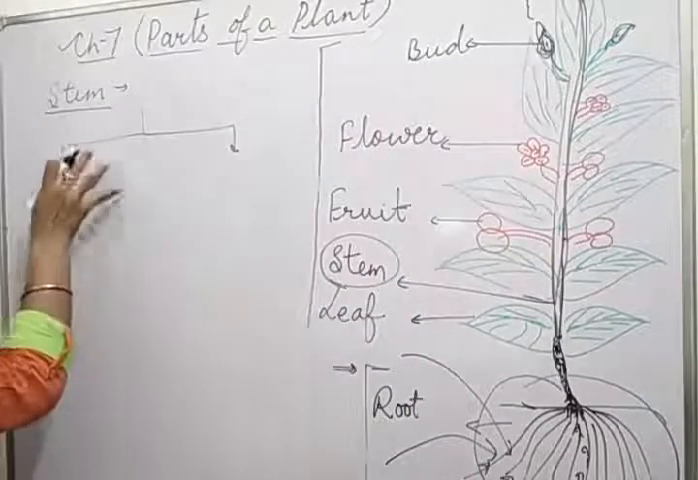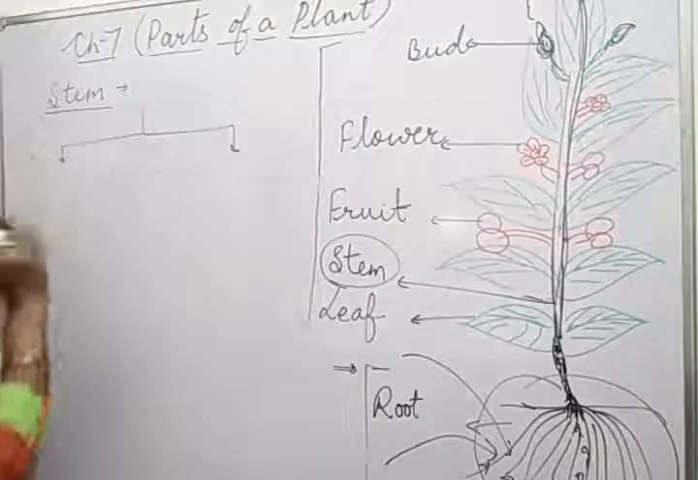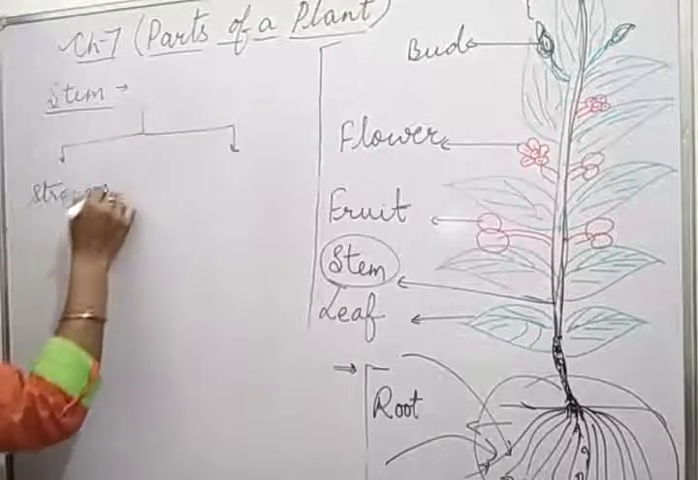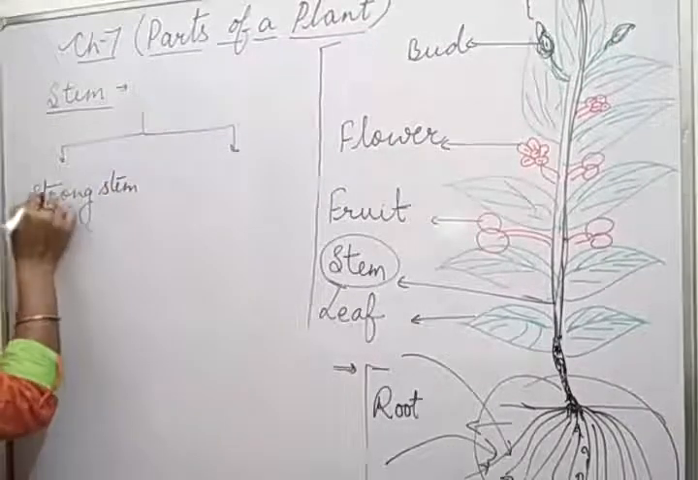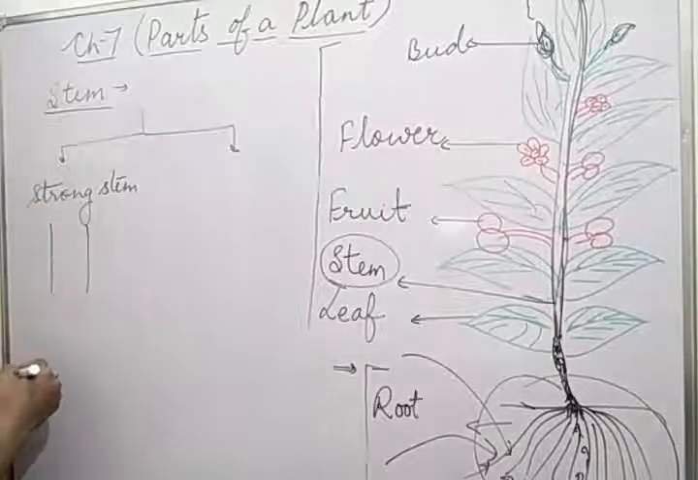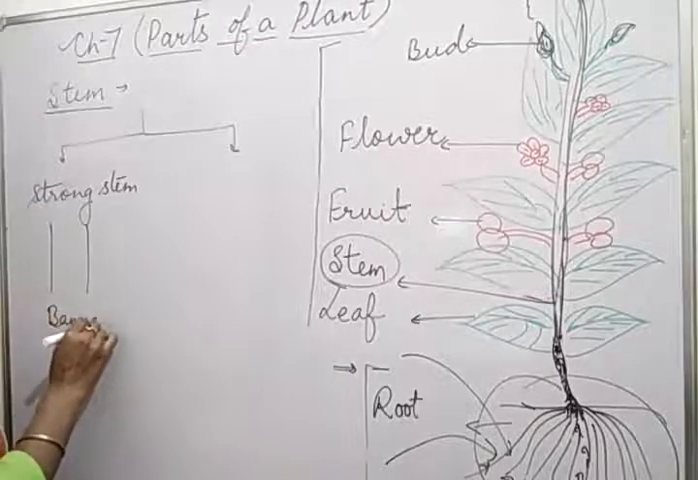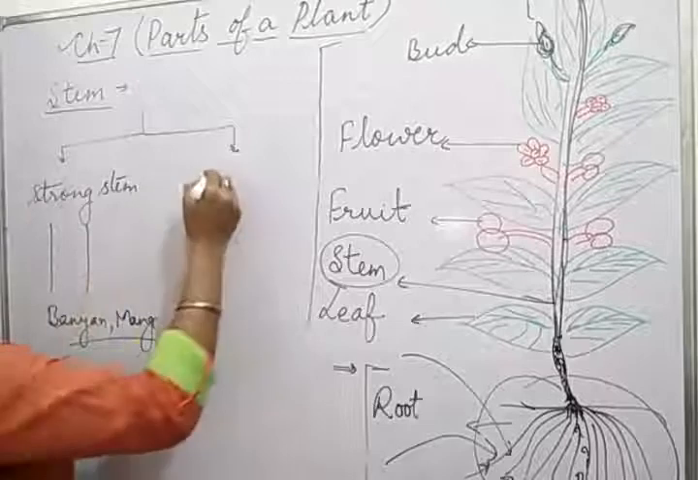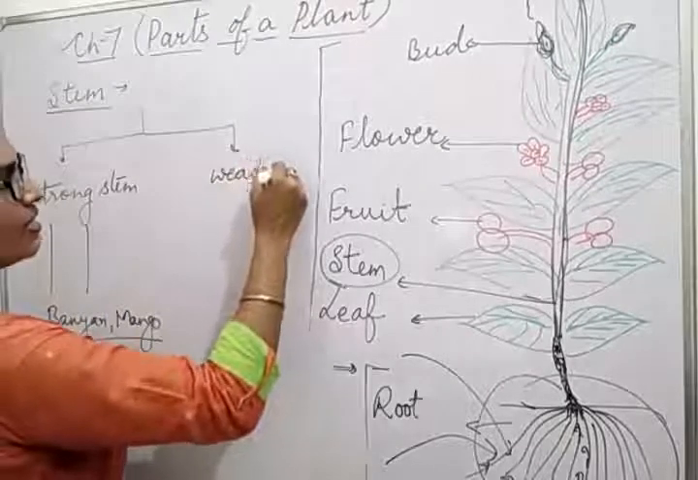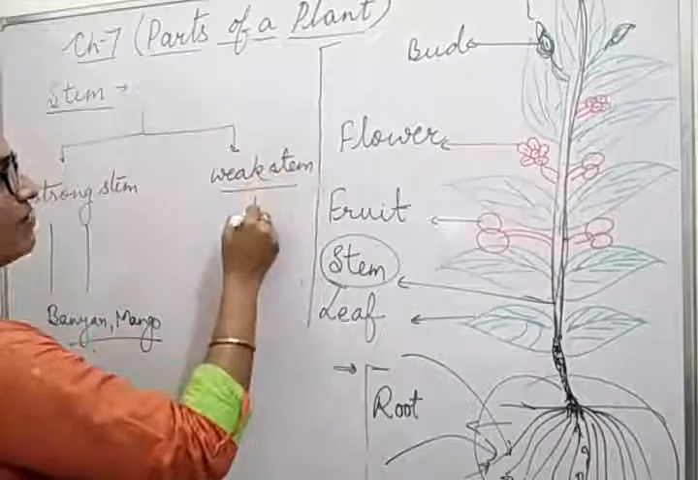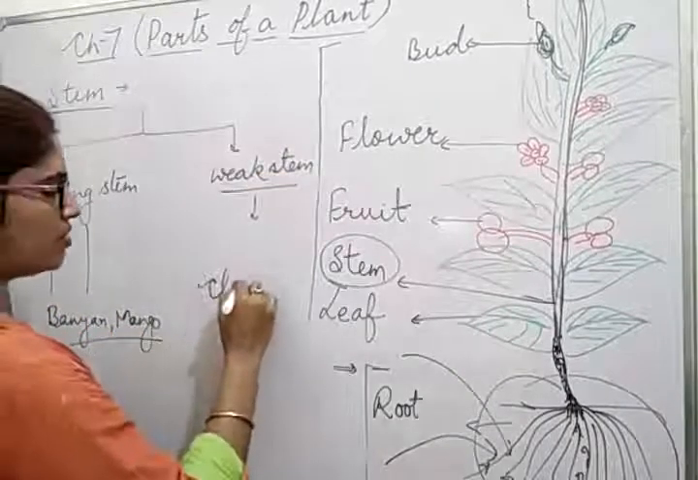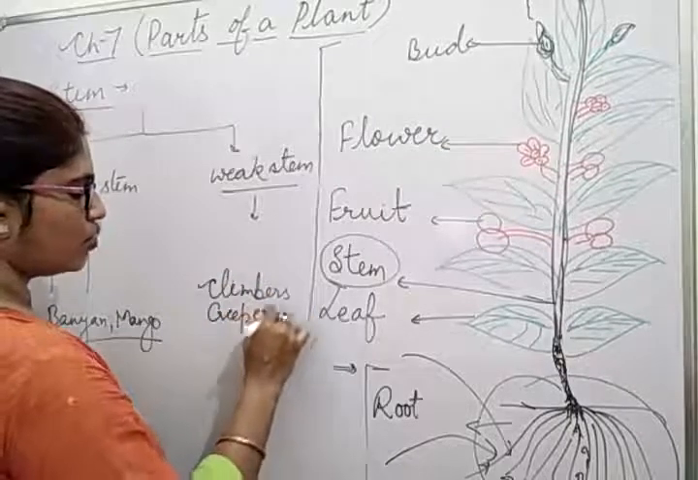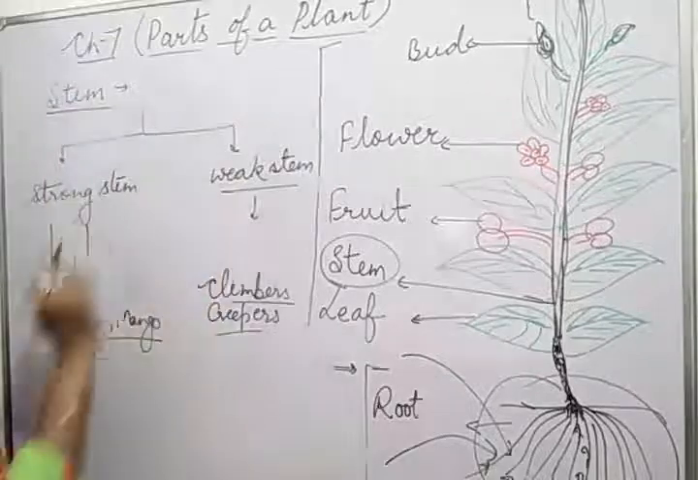If you look at stems, some plants have strong stems. Strong stem means जिनका stem जो होता है thick होता है. In banyan we can see, in mango plant you can see. There are many plants which have strong stems, and some plants have weak stems. In weak stems you can see the climbers, जिसको आप बेले बोलते हो, climbers, creepers. So creepers basically have weak stems.